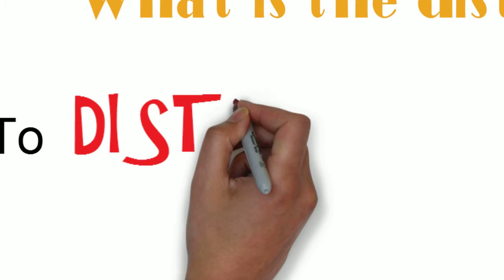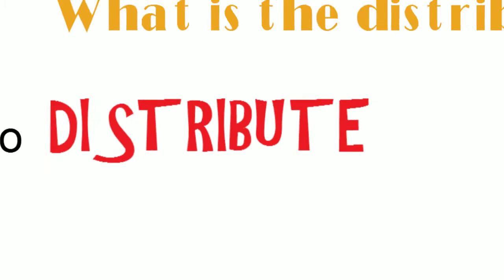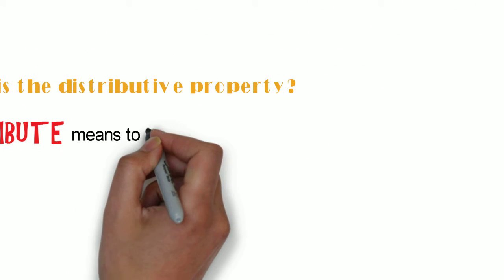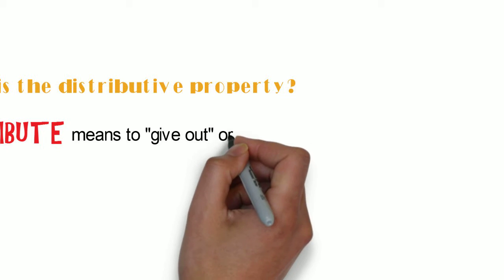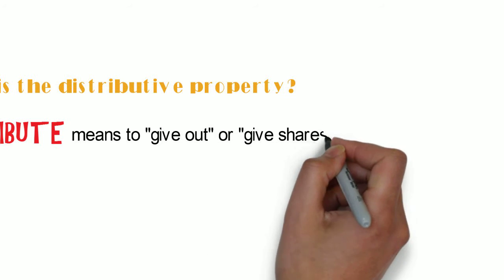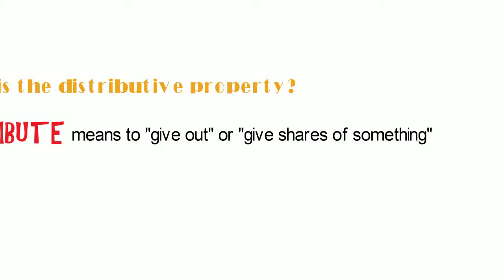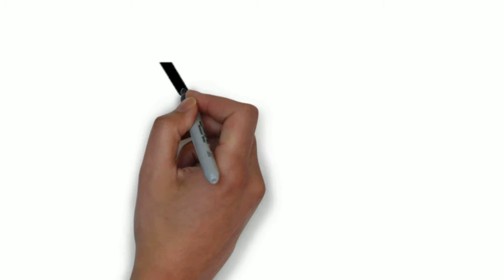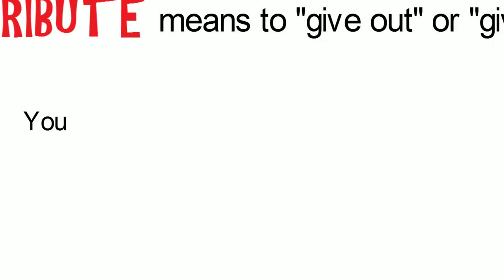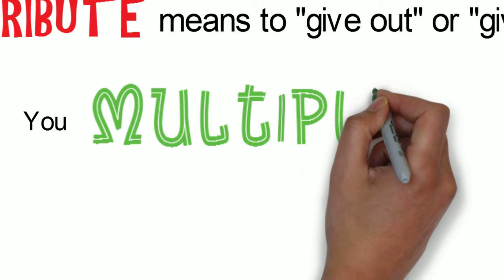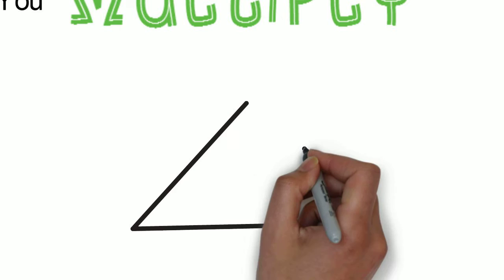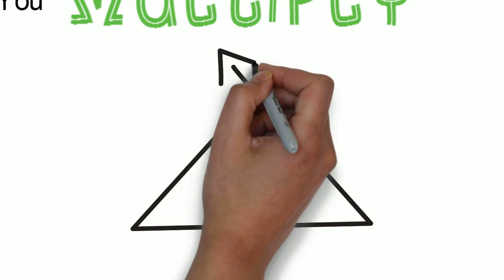To distribute means to give out or give shares of something. So if I was distributing gum, I would give each of you a piece of gum. You multiply. I'm going to go ahead and emphasize that. That is our main operation with distribution.